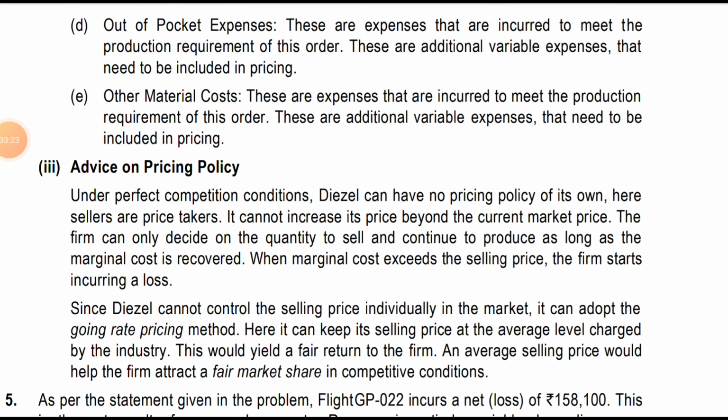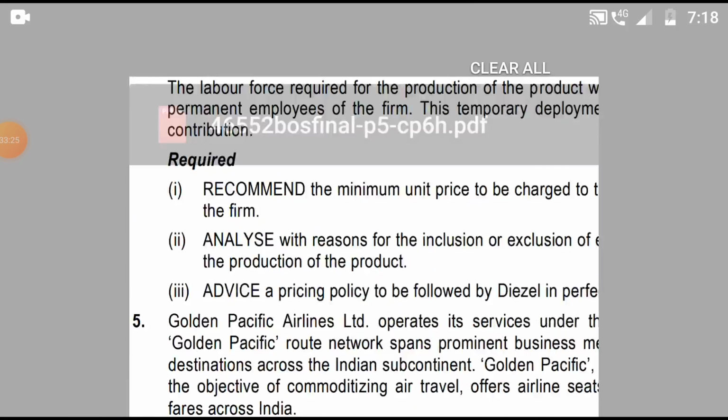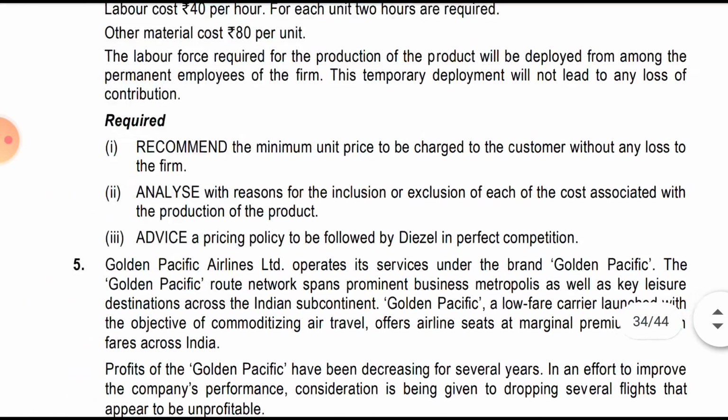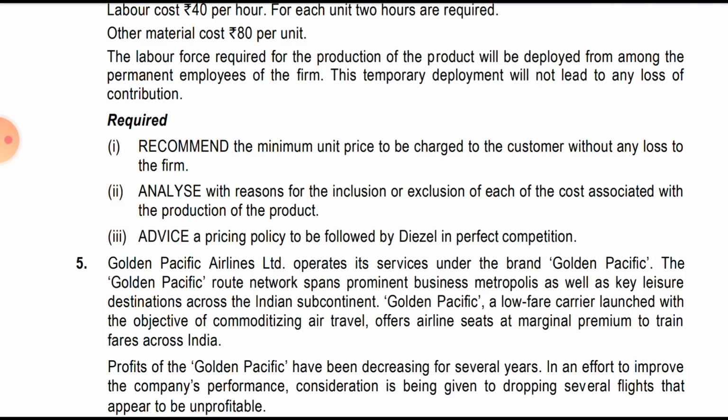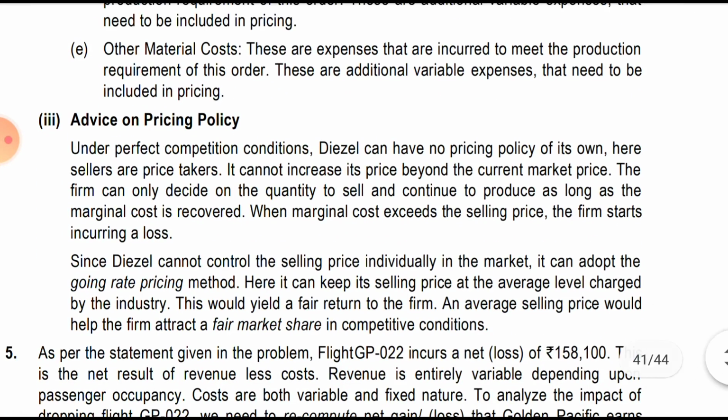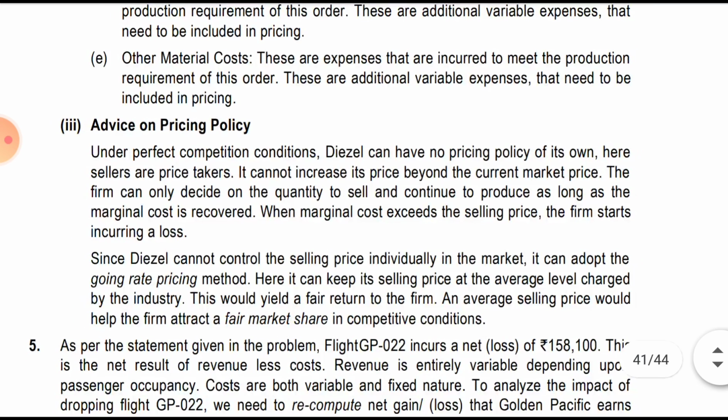We'll continue with the third part of the question. What they have asked is advice on the pricing policy to be followed by Diesel in perfect competition. Diesel Limited can have no pricing policy of its own, because in perfect competition the sellers are price takers. It cannot increase its price beyond its current market price.